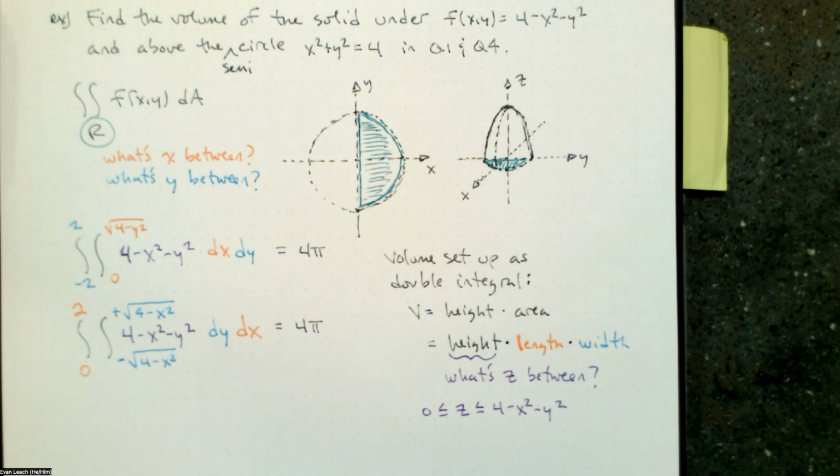So the point is that even though we set up this double integral, we're integrating this function dy dx, and we're interpreting the problem as volume, we're still just saying what's x between, what's y between, what's z between. It's just that we did what's z between in a slightly different fashion, which brings us to the thing that we want to look at today.